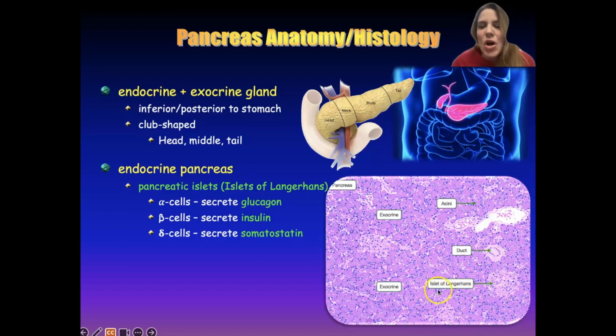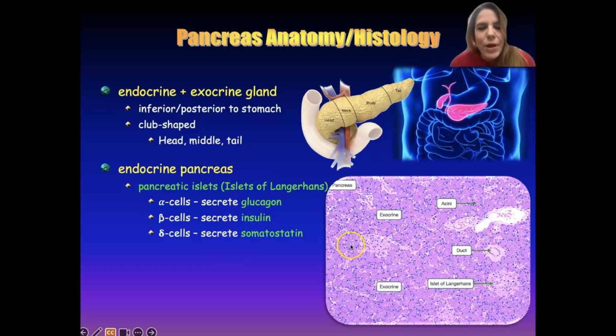So some books call these the islets of Langerhans. We're just going to call them pancreatic islets. There's a general push to get away from naming things after people anymore. So we're going to call these pancreatic islets, and these are the endocrine pancreas. This is what is going to actually produce the endocrine hormones.